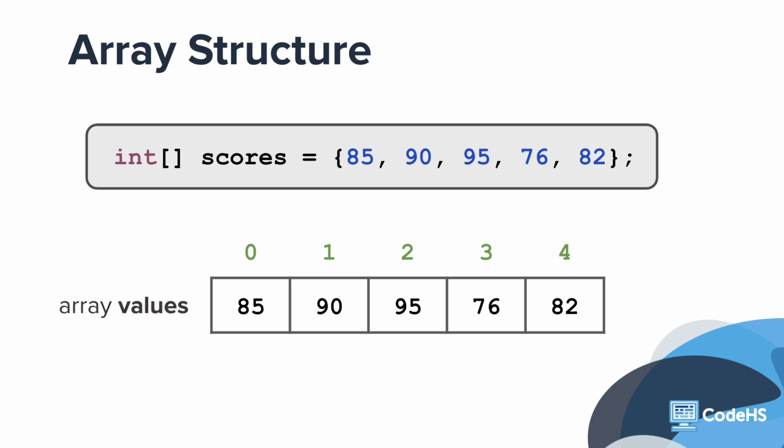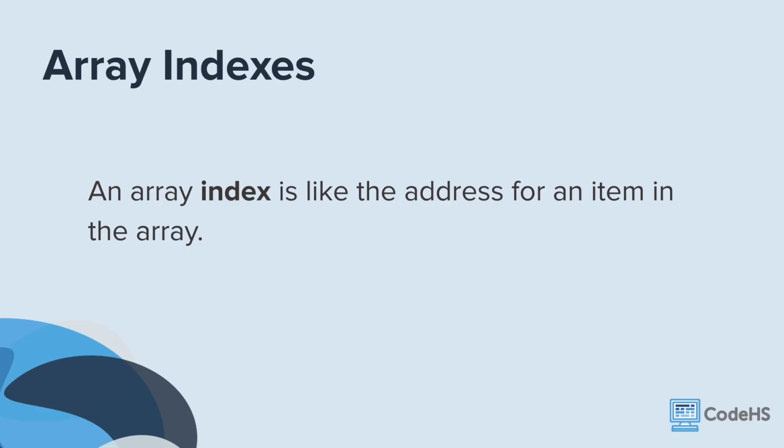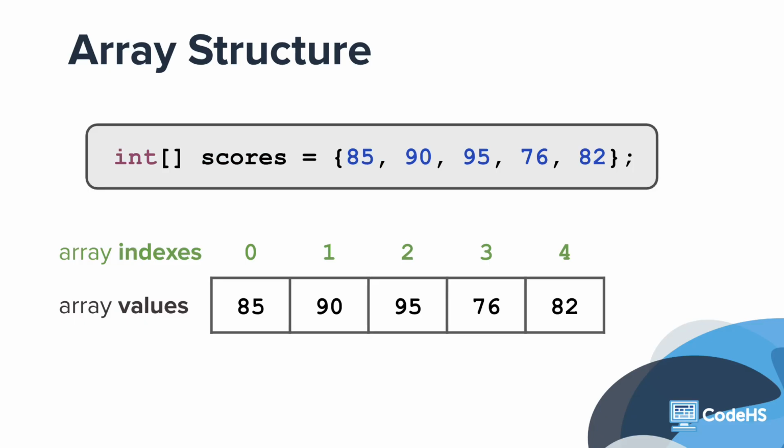The array values are shown here on the bottom in the structure itself. The numbers on top are the locations of those values within the array, known as array indexes. An array index is like the address for an item in the array. Similar to strings, the first item always has an index of 0, and then each following has an increasing index value, for example, 1, 2, 3, 4, etc. We can use the index values to access the individual items in an array. Let's say we want to access the first item in the scores array. You could type scores bracket 0, where the number 0 in the brackets is the item's index.